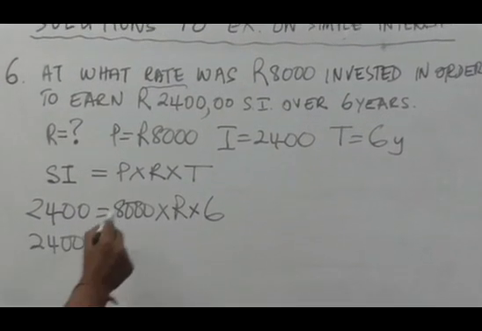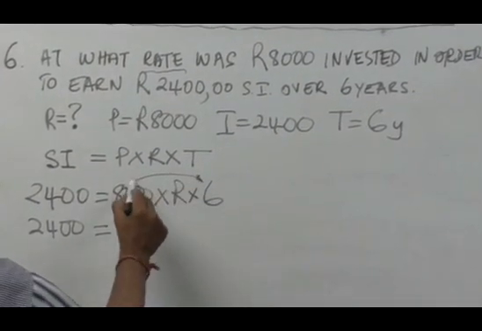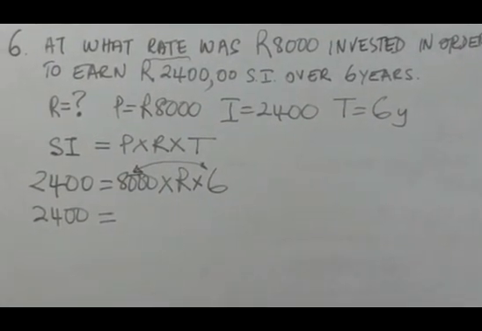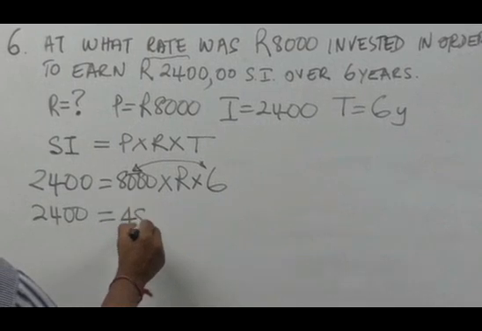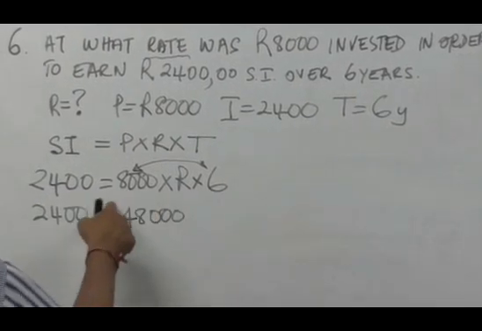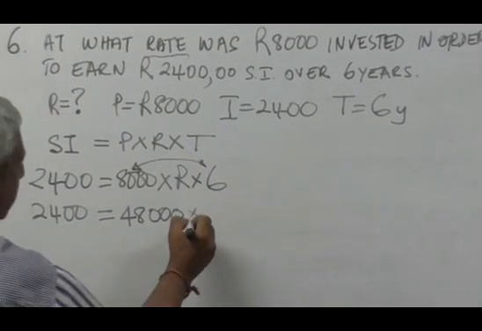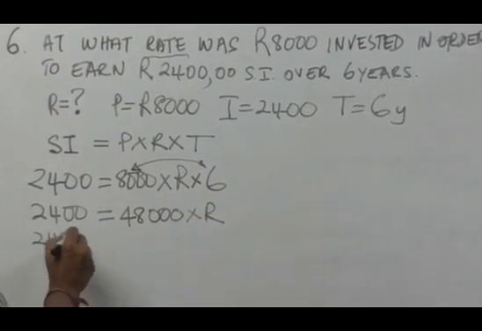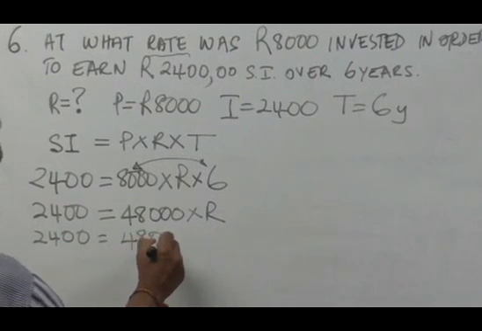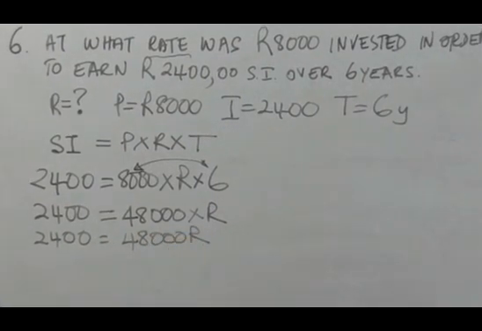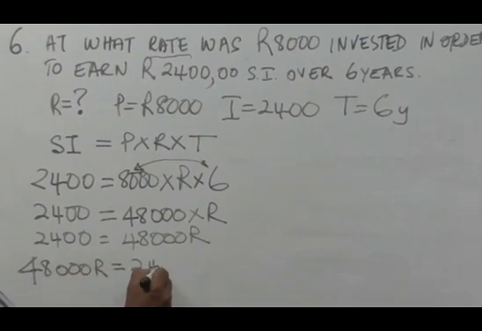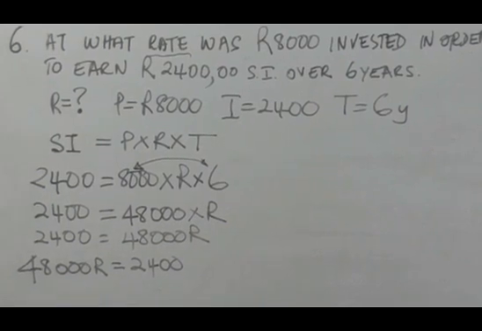Now, you can multiply these two. You'll multiply those two in the calculator and you will get 48,000. That will give you 48,000 times R. Well, 48,000 times R means 48,000 R. That's how we write it. Now once again, that's an equation and it needs to be solved. So using the equation rules, you can write 48,000 R on this side and you can write 2,400 on that side.